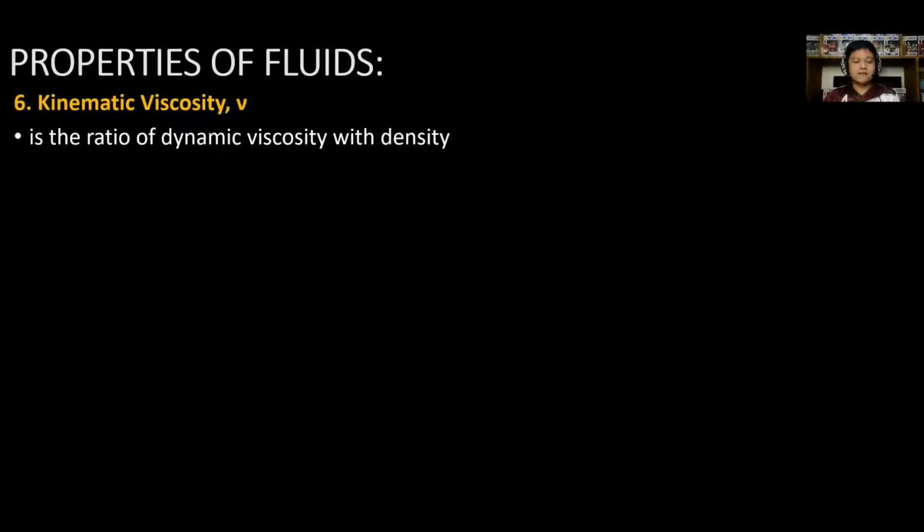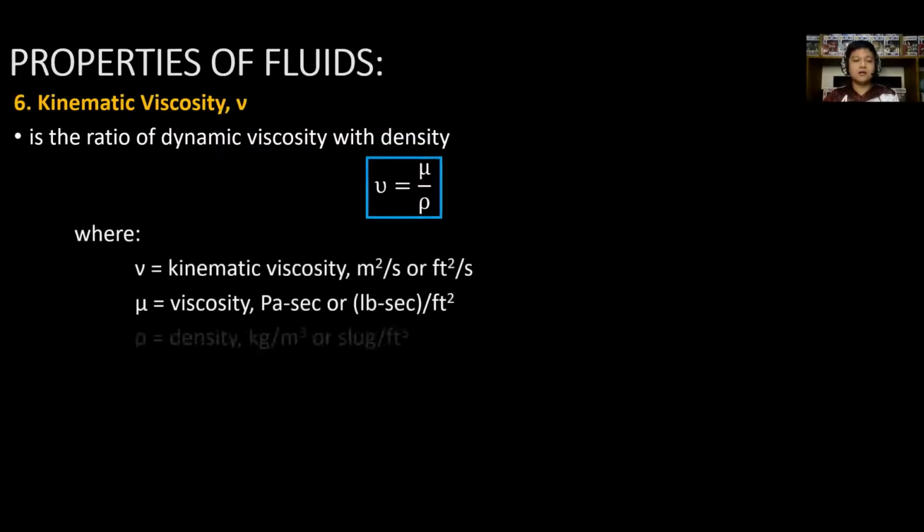For the sixth, the kinematic viscosity, represented with Greek letter nu, is defined as the ratio of dynamic viscosity to density. In formula, nu is equal to mu over rho, where nu is the kinematic viscosity in square meter per second or square foot per second, mu is the viscosity in Pascal second or pound second per square foot, and rho is the density in kilograms per cubic meter or slug per cubic foot.